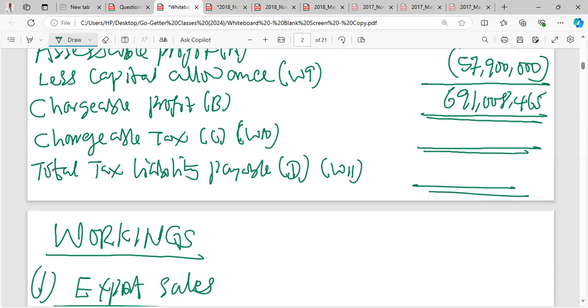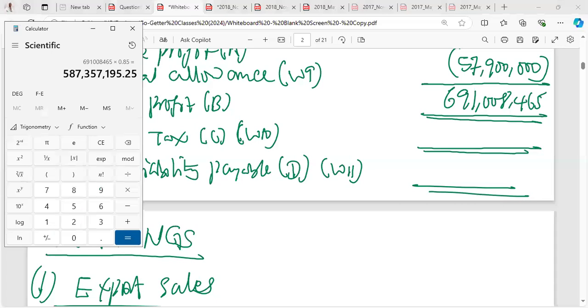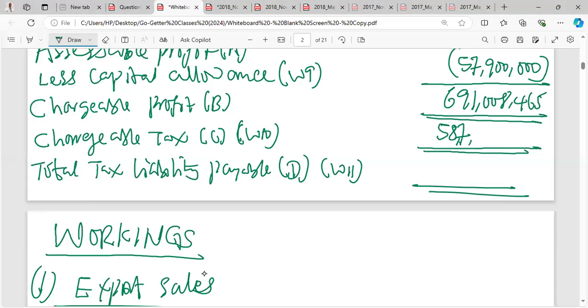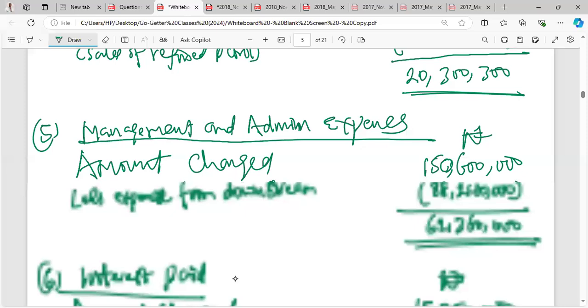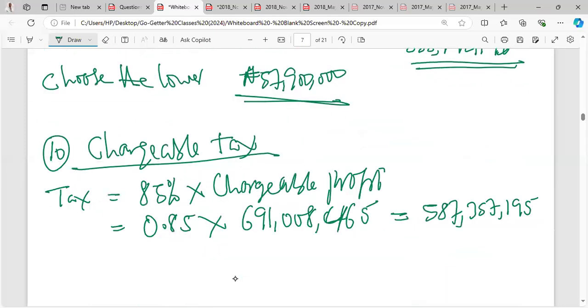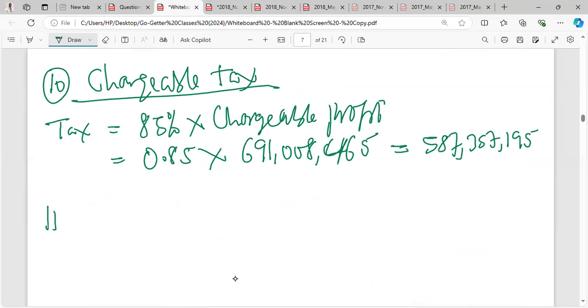So we'll recall it here. 587, 375, 195. All right, then our total tax liability, which is workings number 11, final workings here. 11, total tax liability.